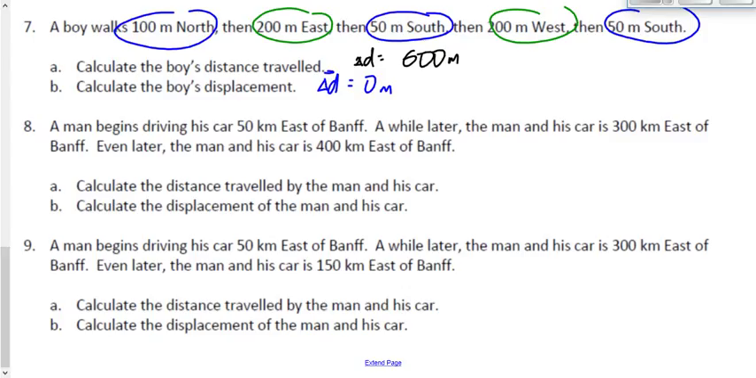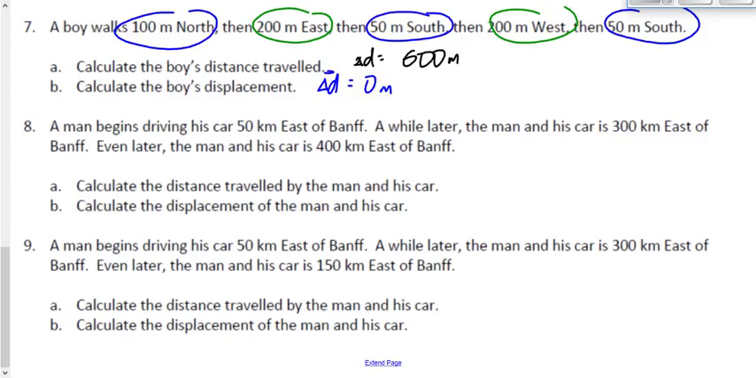So we're going to have a look at number 8 now. It says, a man begins driving his car 50 kilometers east of Banff. Notice we're using kilometers. I said the standard units are meters. We're allowed to use kilometers here. That's fine. There are certain times when we have to use meters, but I'll fill you in on when that happens.